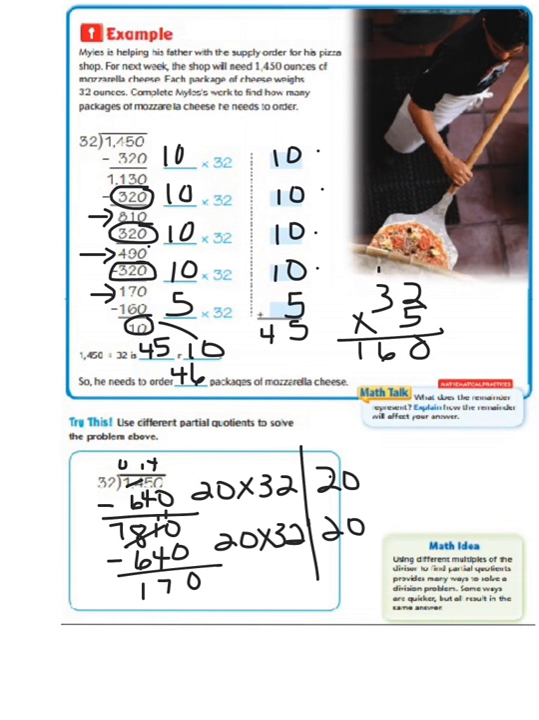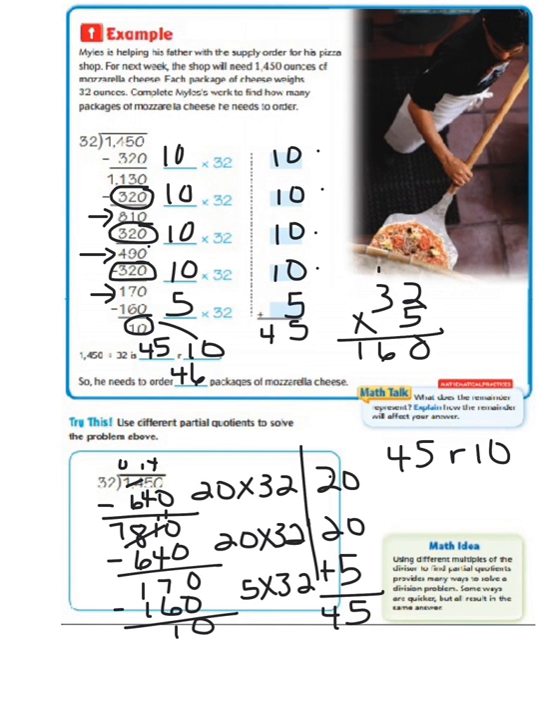And we're still bigger than our divisor, and if we remember at the top, we can go by 5, which would be 160, which would be 5 times 32, and 5. That's going to leave us with 10, and that will leave us with 45. So our answer would still be 45 with the remainder of 10.